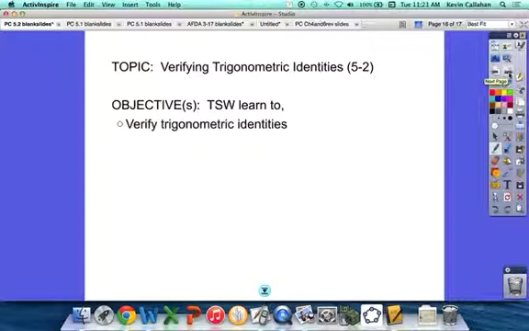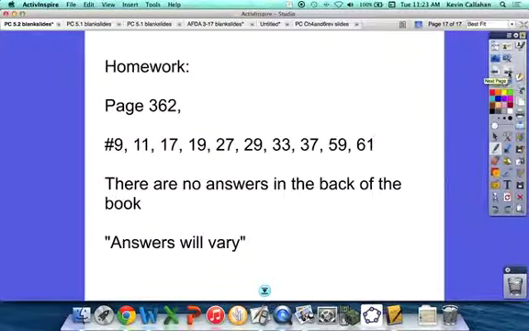That was it, verifying identities. And what we do next class, the next lesson, is solving equations. And the reason why it's here, I mean, we've solved some equations. We've solved right triangles. We've even done the law of sines and cosines stuff. But in these equations, we're going to need these identities to do it. So there's a few. The first few should be pretty easy. Remember, there are no answers in the back.